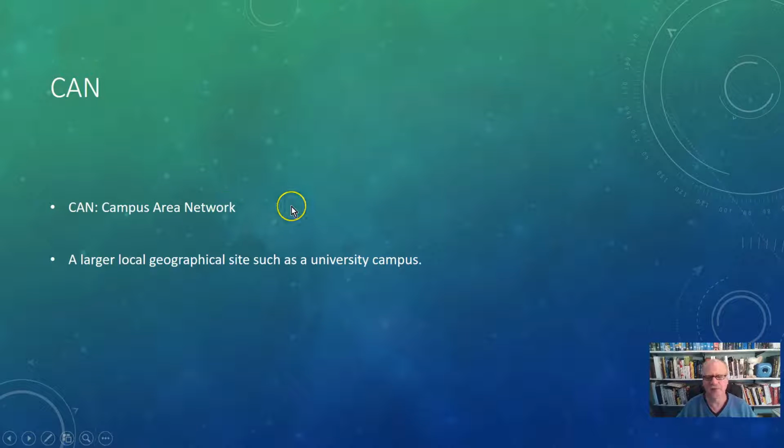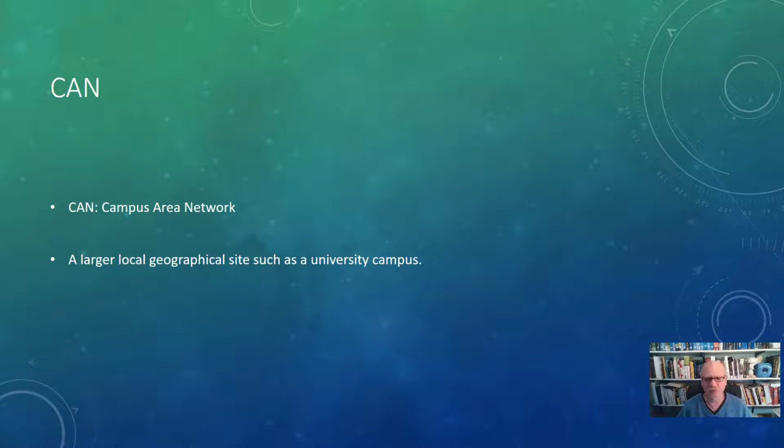CAN is a campus area network. Now what we mean by this is what it sounds like. Kind of like a university campus or an organization that has many buildings that stretch over 2 or 3 blocks. So it's really a local geographical site, but it might be spread out over a larger area. Again, like MAN, this term is somewhat falling out of favor because these are more typically now just LANs.